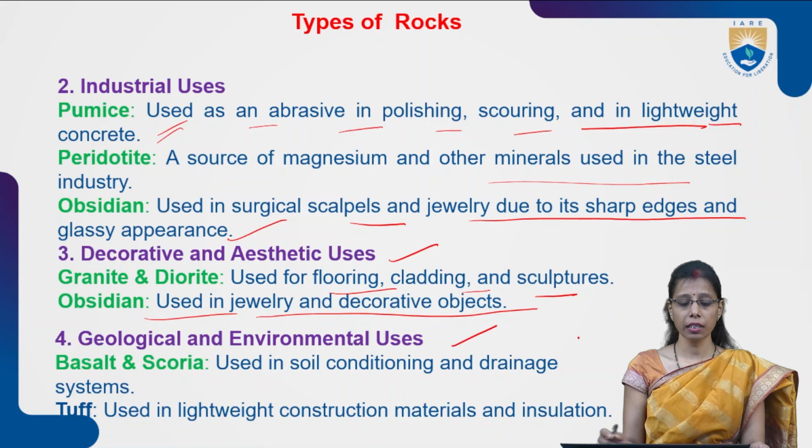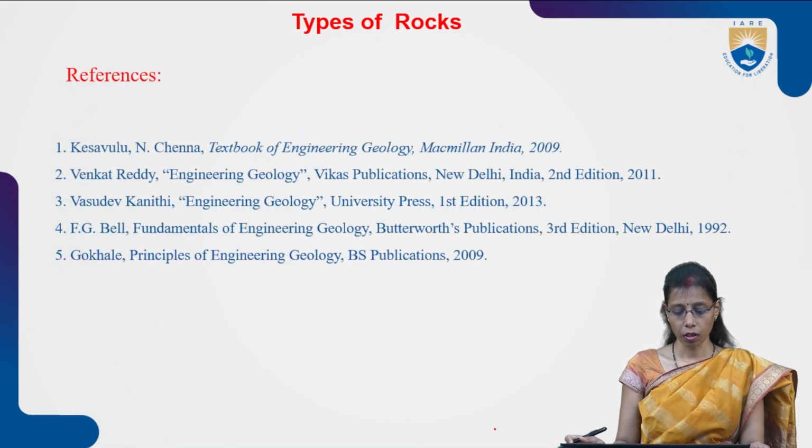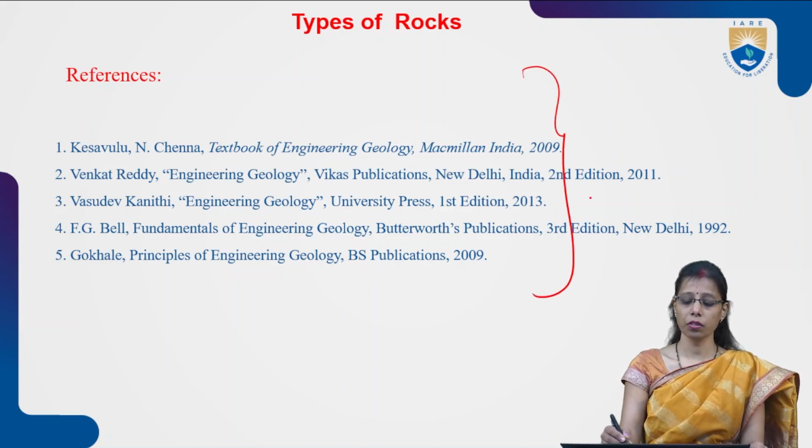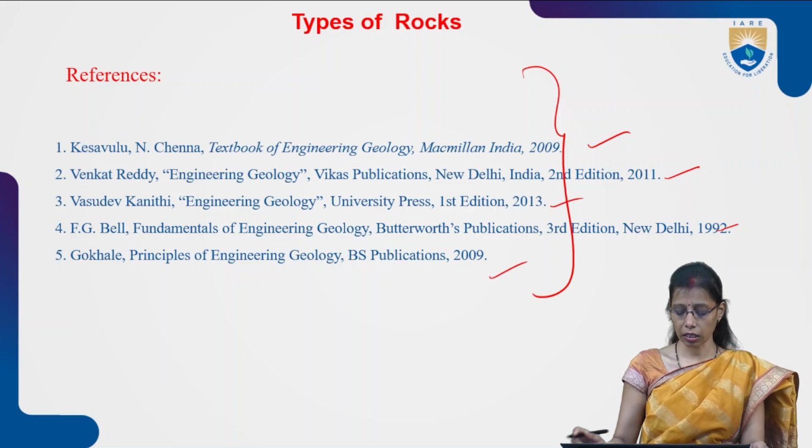Now, as a geological and environmental use, basalt and scoria are used in soil conditioning and drainage systems, and tuff is used as a lightweight construction material and for insulation also. So this was about igneous rocks. These are a few references you can go through to find more information about igneous rocks.